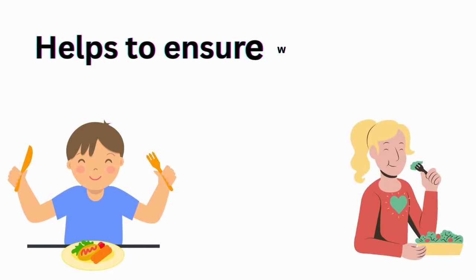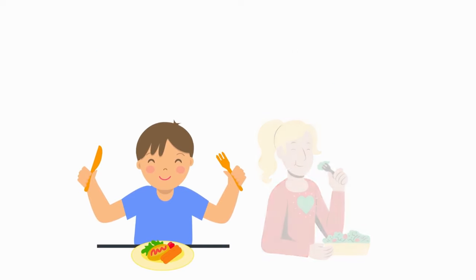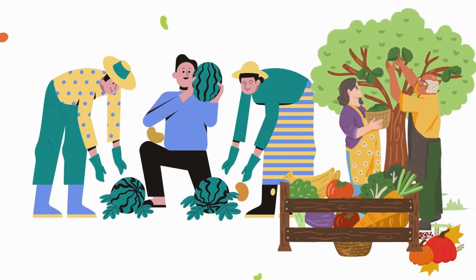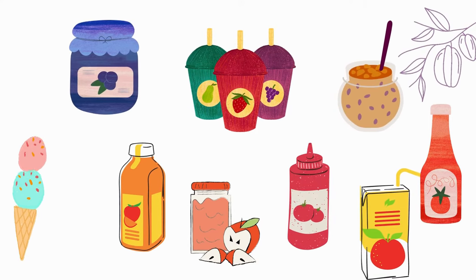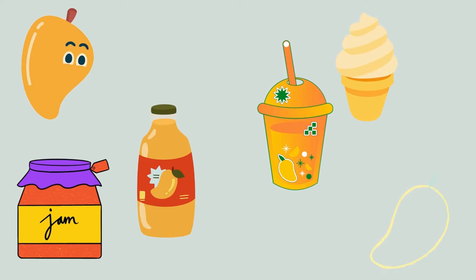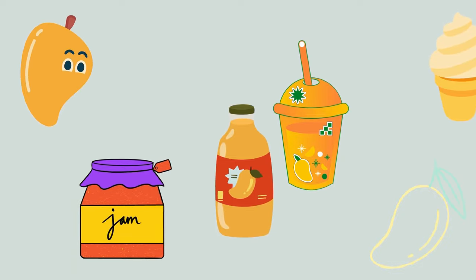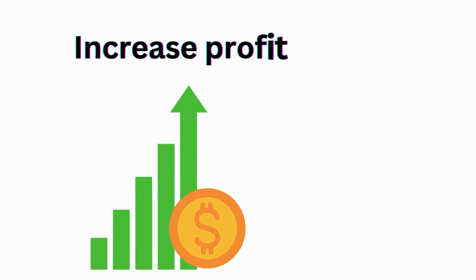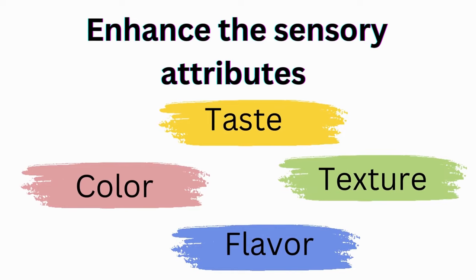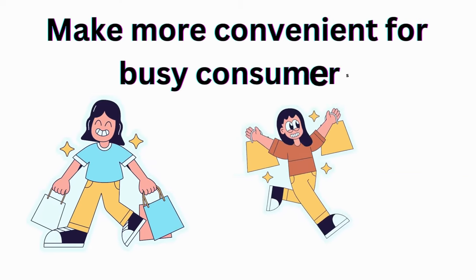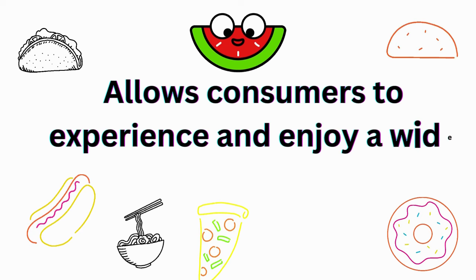The other thing is, food processing helps to ensure a wide choice all year round. This means some foods are seasonal and during their peak harvesting periods huge post-harvest losses can be seen. So during that time we can process that food into other forms and store it for off-seasonal periods. For example, we can prepare jam, cordial and ice cream like products out of mango. So during off-season we do not need to worry. Also, we can earn profit through this value addition process. Not only that, we can enhance the sensory attributes like color, flavor and texture of foods and make them more convenient for busy consumers. It allows consumers to experience and enjoy a wide variety of food items.